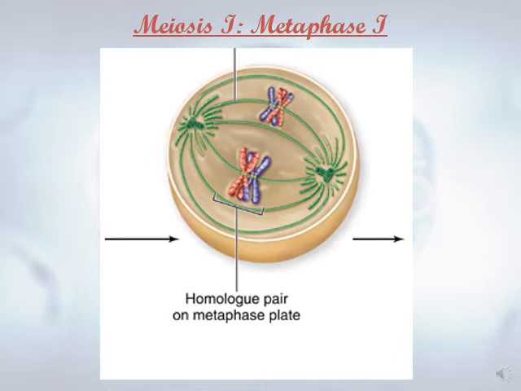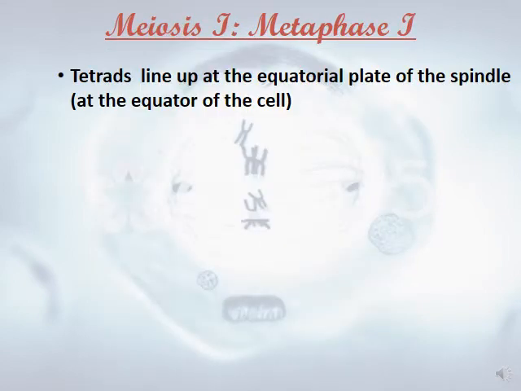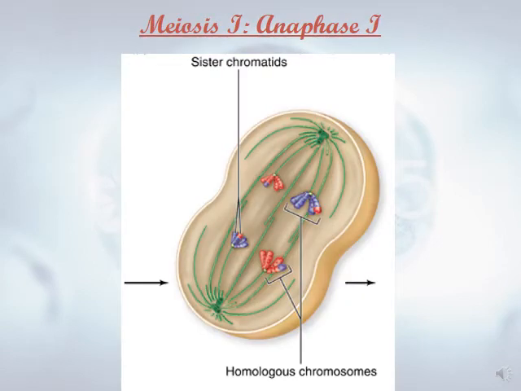Let's move now to metaphase 1. What happens during metaphase 1? We don't have single chromosomes lining up; we have tetrads. They line up at the equatorial plate of the spindle fiber, at the equator of the cell.